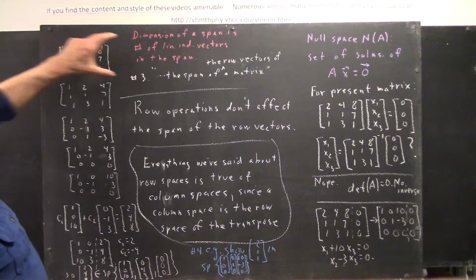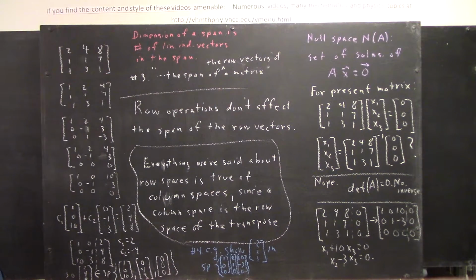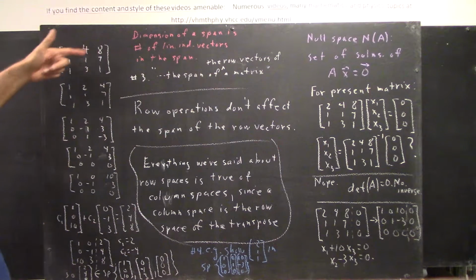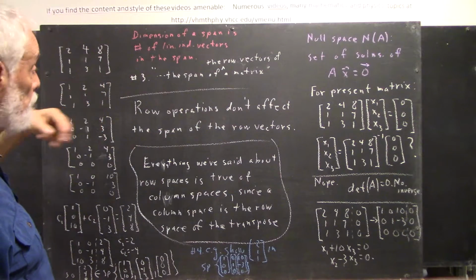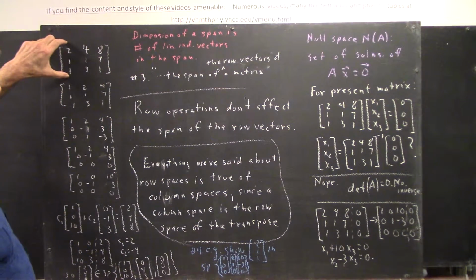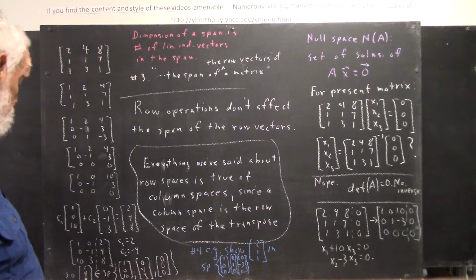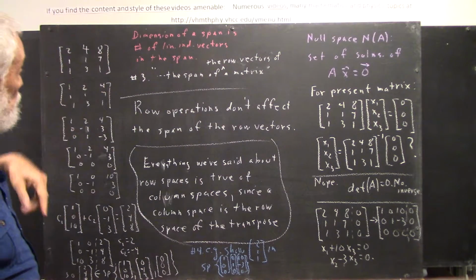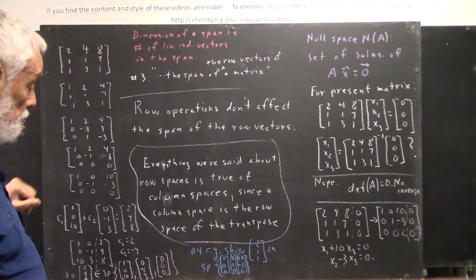Okay, we have here a matrix. I'm not going to read the entries to you, but I will say that the rows of this matrix can be regarded as three vectors, okay? And the span of these three vectors is what we call the row space. We want to see what the span of these three vectors might be.